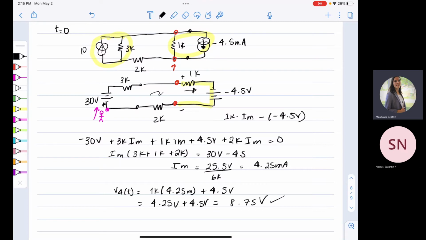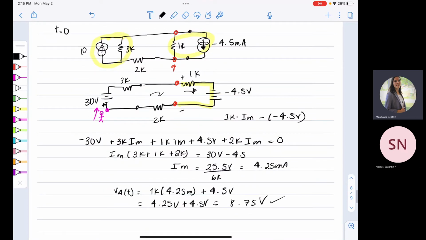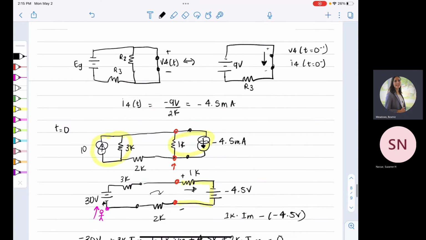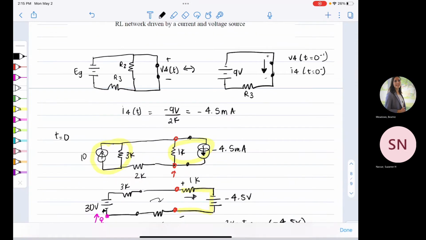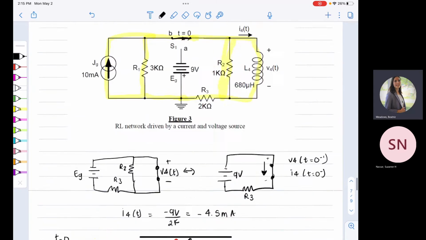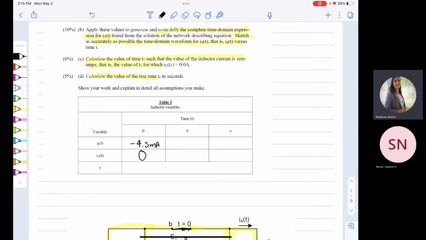And then what we also need to find, well, we found already the current, right? So now we can put our values. So this guy stays the same. And this guy is 8.75.